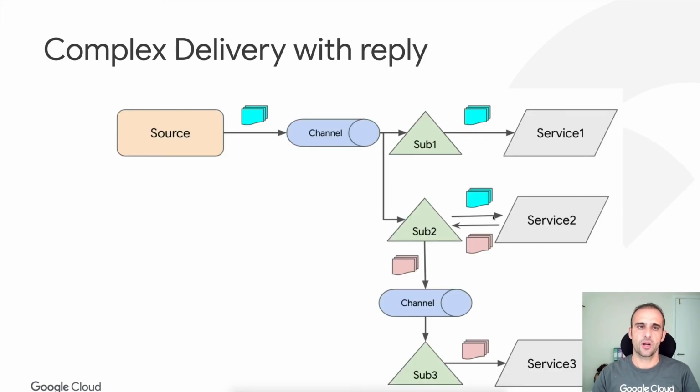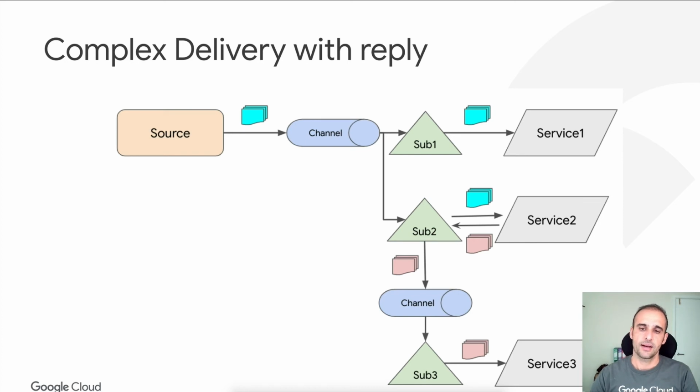Now, these services can also reply back to messages. In this case, for example, we have a source sending messages to a couple of services, and then service 2 replies back with the message, right? So when it receives a message, it will reply back. Then you can route that message to the subscription, and from there you can route it to another channel, and then that channel can go to another service, right? So this is more complicated, but it allows you to do more complicated architectures this way, which is good.